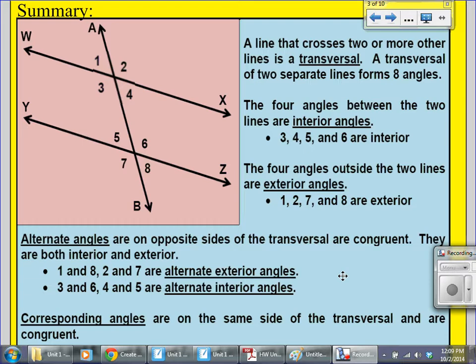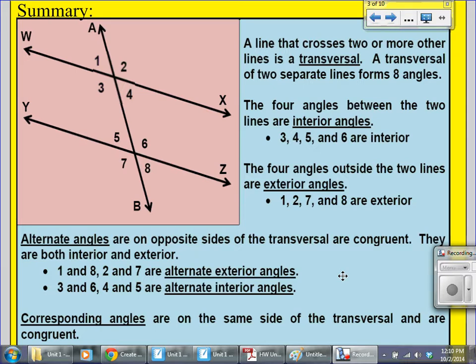The next definition we're going to talk about are alternate angles. So alternate, think about what that means. You should have heard that word before. Alternate angles are on opposite sides of the transversal, and are congruent. They are both interior and exterior. So the two important ones that we're going to talk about are alternate exterior angles and alternate interior angles.